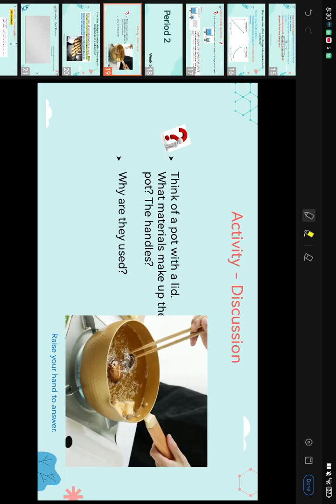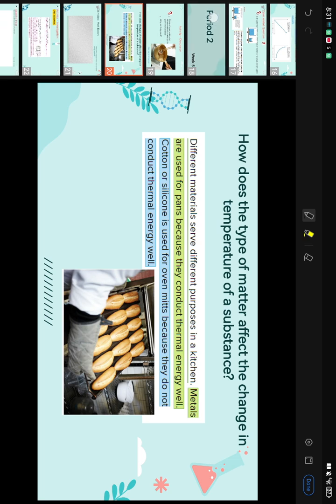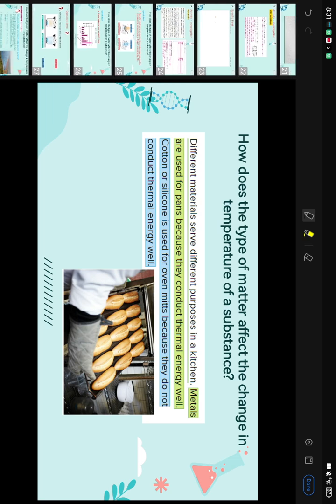Okay, here is another example of metals. Metals are used for pens because they conduct thermal energy well. So cotton or silicon is an example. They are used for mats because they do not conduct thermal energy well. So we use them because they do not conduct well.